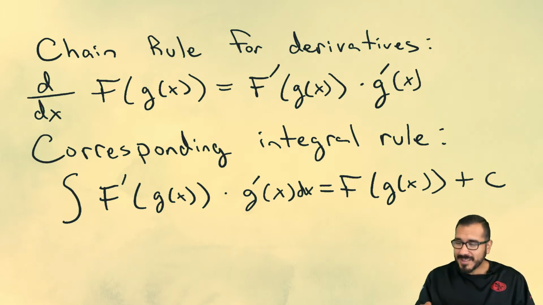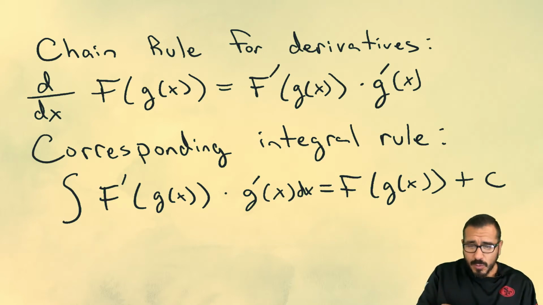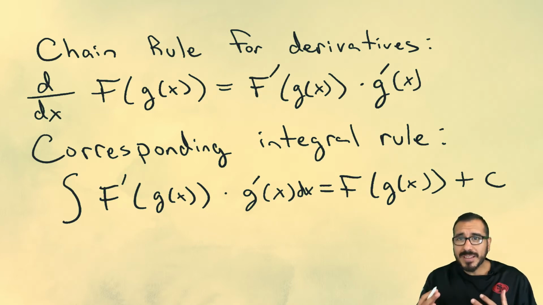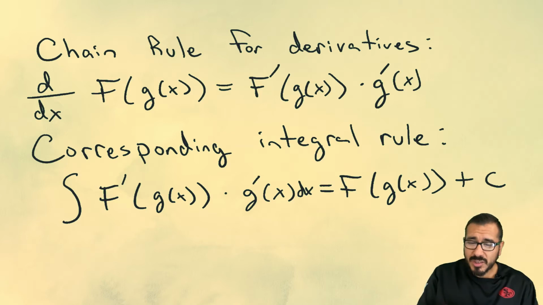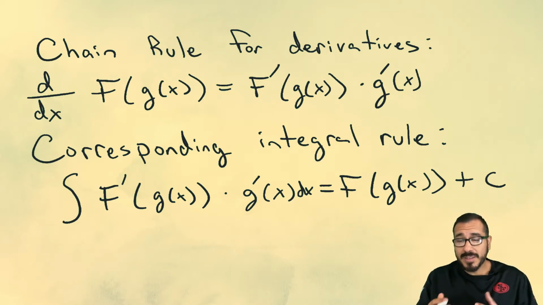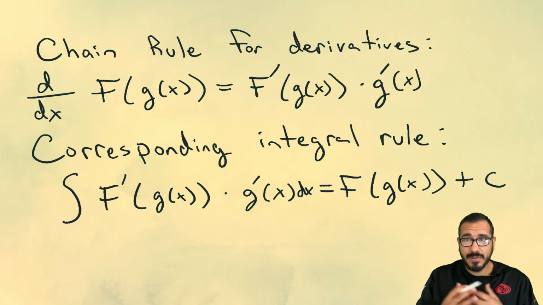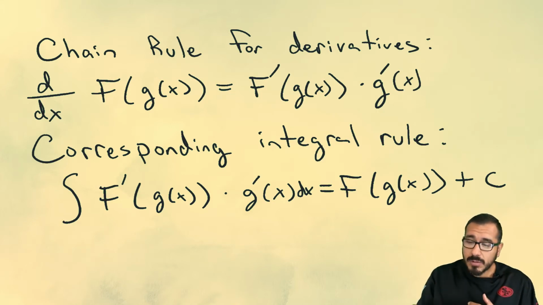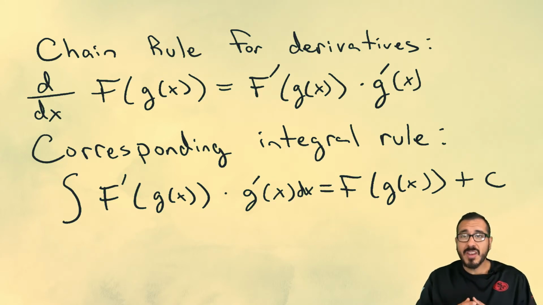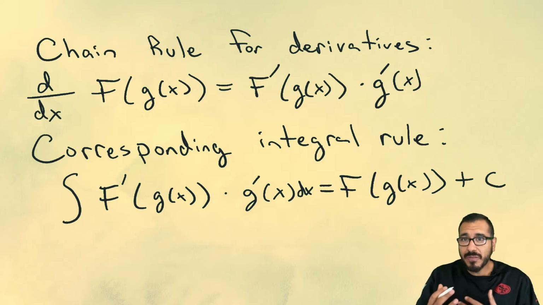Let's start off with this. Remember the chain rule for derivatives? We used it when we had a composition of functions, one function inside of another function. When we applied the chain rule, we took the derivative of the outside function, and the inside function remained the same, still inside the derivative of the outside function. Then we multiplied it by the derivative of the inner function.